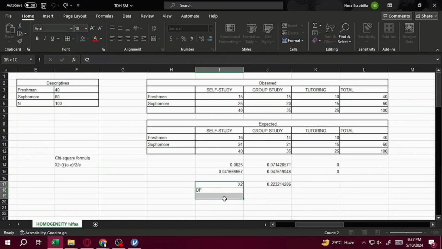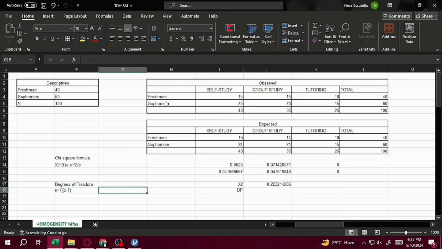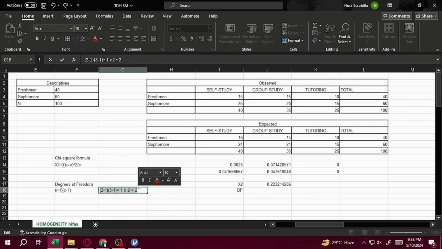The next thing is we need to identify our DF or degrees of freedom. So we will follow the formula of degrees of freedom: open parenthesis, r minus 1, close parenthesis, open parenthesis again, c minus 1, close parenthesis. R means row, C means column. So we have 2 minus 1, times 3 minus 1. So 1 times 2 is equal to 2. So now our degrees of freedom is 2.